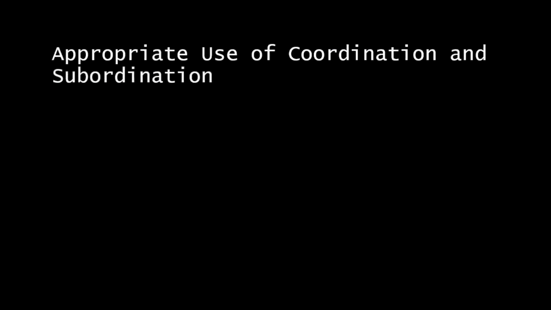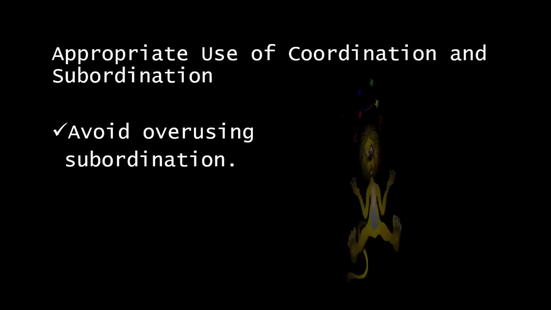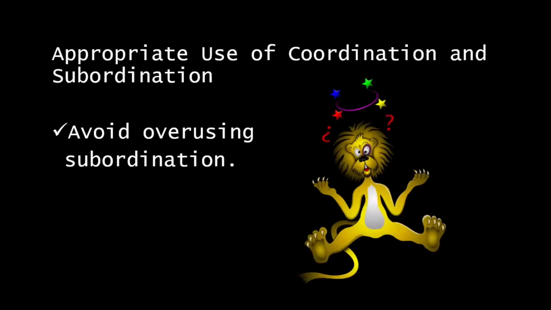Now we'll have to discuss the appropriate use of coordination and subordination. The first thing that we have to consider is you have to avoid overusing subordination. Too many images or ideas may crowd together, confusing readers and making them lose track of the message. Try to keep the length of the sentence short as far as possible by using not more than one or two subordinating conjunctions or relative pronouns in a sentence.